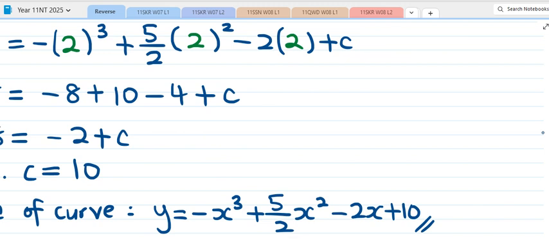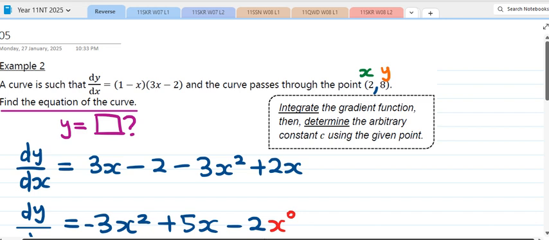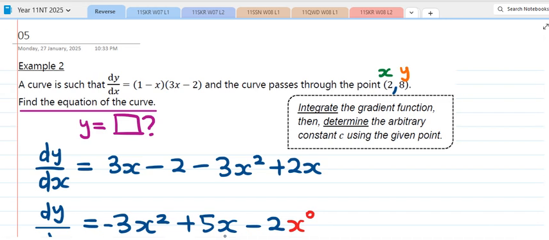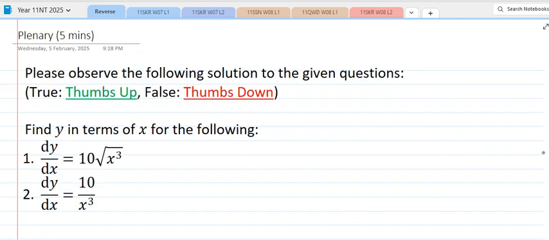Alright, so with that, I hope you have completed the notes. To end the lesson for today, you are going to do a plenary. The plenary over here has 2 questions for you. You say thumbs up if you think that the solution for the following question is true, but if it's false, you have to give thumbs down. You have 2 questions over here. Find y in terms of x for the following. For these 2 questions, I will show you the solution.